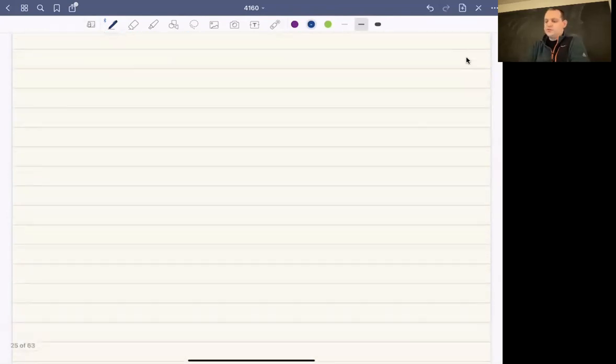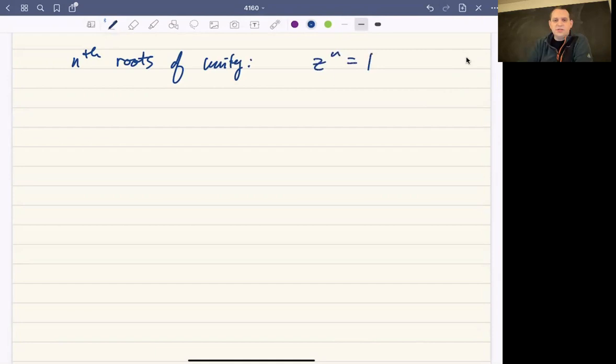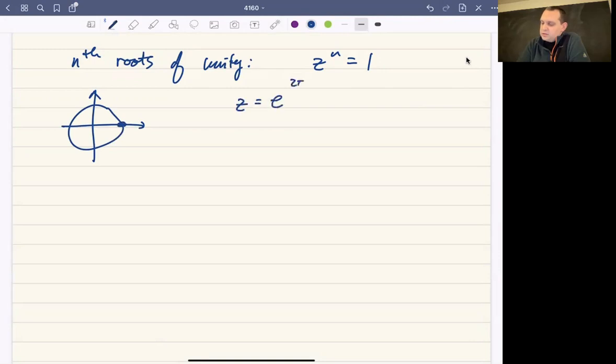A few other things are useful when we talk about the nth roots of unity. We now have a new way to think about the nth roots of unity because we have a new way to think about the unit circle. The nth roots of unity are just the n solutions to the equation z to the n equals 1. If we think of these solutions as equally distributed points on the unit circle containing the number 1, it turns out that these are all numbers of the form e to the 2 pi i k over n, where k goes between 0 and n minus 1.